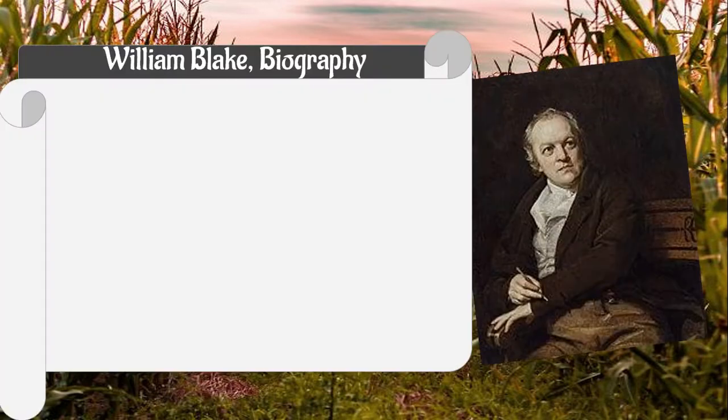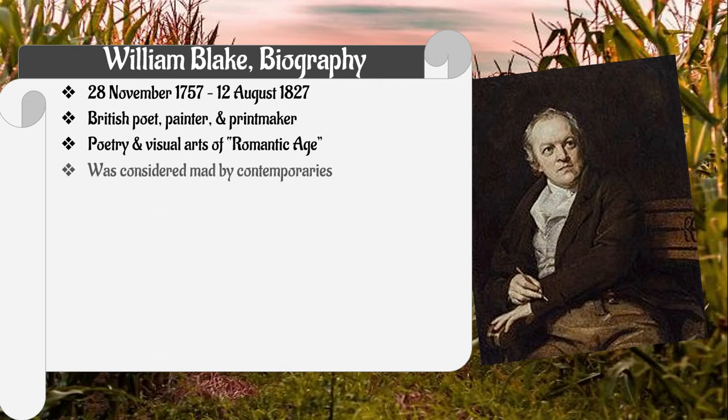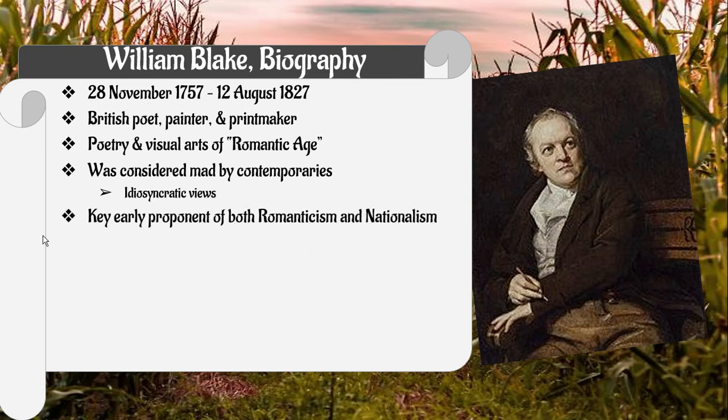So moving on to William Blake, again, with our poets, we're just getting a short little biography. As you can see there, 1757 to 1827, he was a British poet, painter, and printmaker. He was known for his poetry and visual arts of the Romantic Age, even though he's kind of slightly before the Romantic Age. Many of his contemporaries considered him mad, but that was mostly due to his idiosyncratic views. He had a very, very unique way of viewing the world and looking at things. He was a key early proponent of both the Romanticism movement and the Nationalism movement.